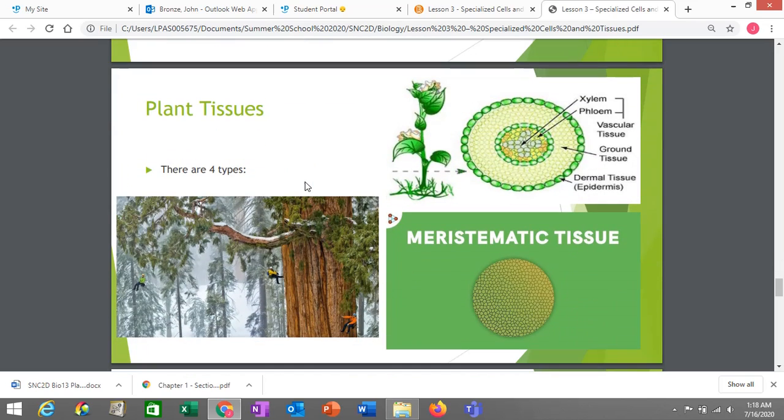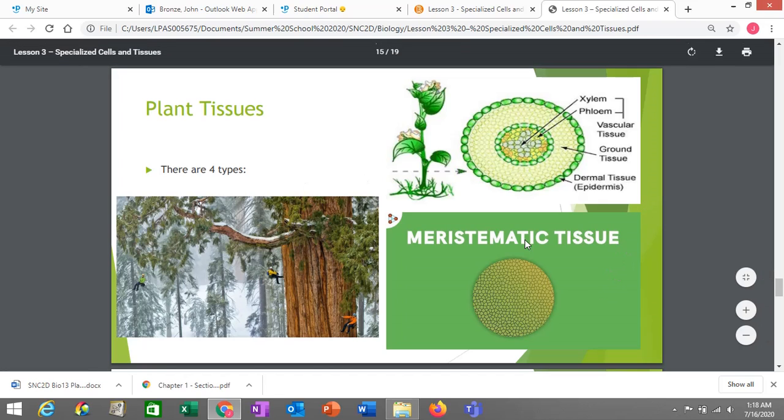We're going to learn about 4 different types of plant tissues now, and that's going to wrap up our unit. So the 4 types are listed here. You've got meristematic, dermal, ground, and vascular tissue. And the xylem and phloem are special types of vascular tissue.